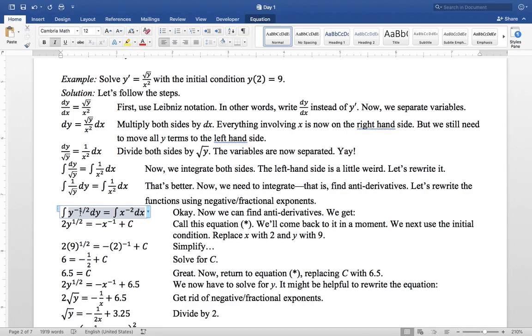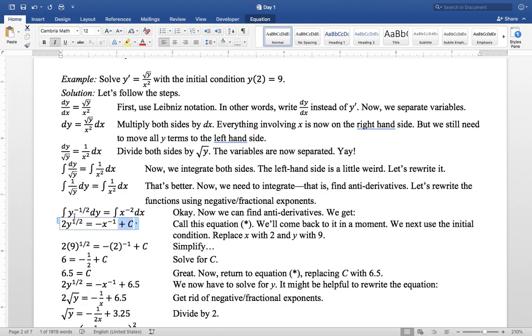So I'm now ready to find some antiderivatives for each of these two functions. Antiderivative of y to the negative 1/2 is 2y to the positive 1/2. And antiderivative for x to the negative 2 is negative x to the negative 1. And notice that I've put the plus c here. That's the constant of integration that you obtain whenever you're computing an indefinite integral. In other words, an integral without limits of integration.